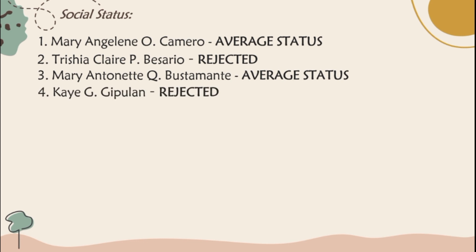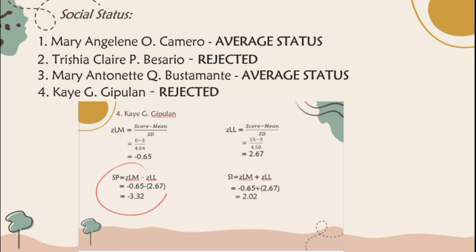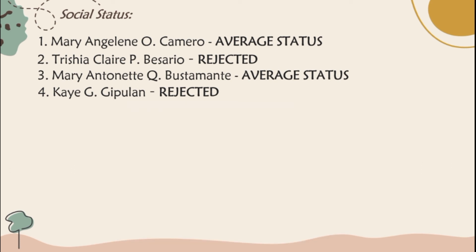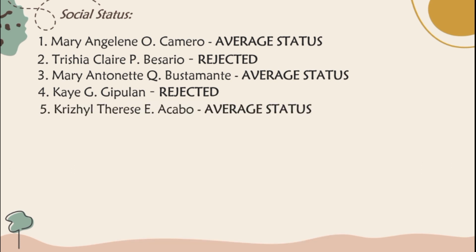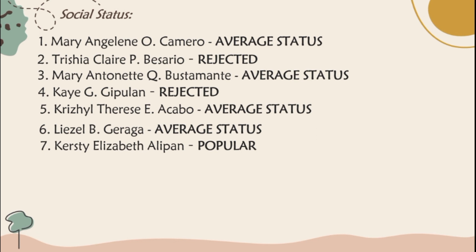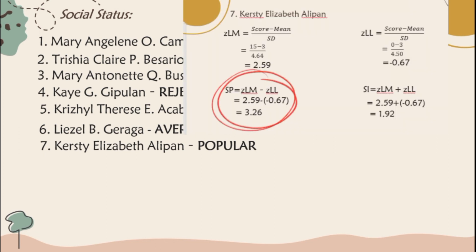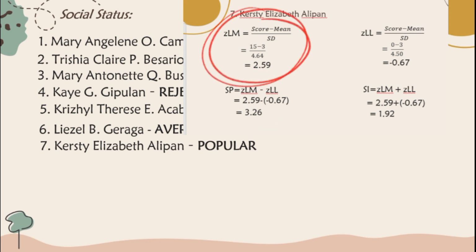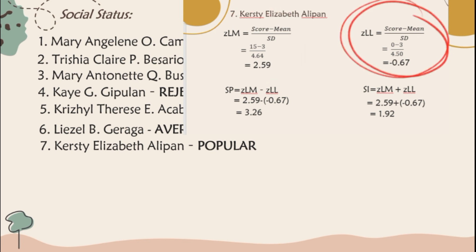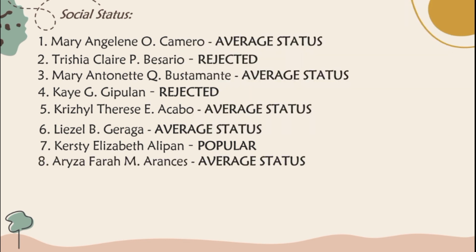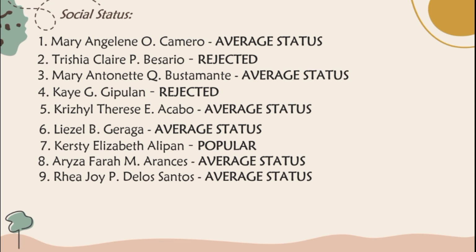K.G. Hipulan, rejected, since her SP is -3.32, ZLL is 2.67, and the ZLM is -0.65. Rizal Therese E. Acabo, average status. Lizel B. Diraga, average status. Kirsty Elizabeth Alipan, popular, since her SP is 3.26, ZLM is 2.59, and her ZLL is -0.67. Ariza Farah M. Arances, average status. Ria Joy P. De Los Santos, average status. And Pamela C. Abelio, average status.